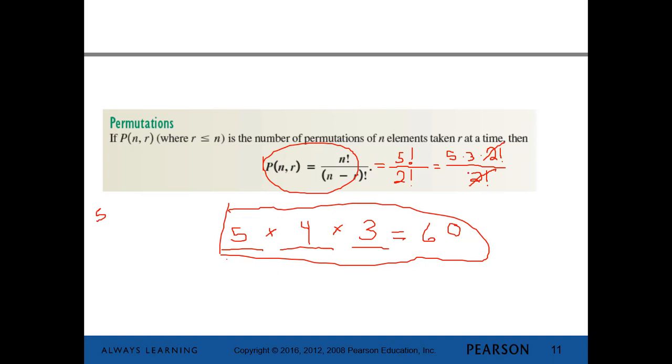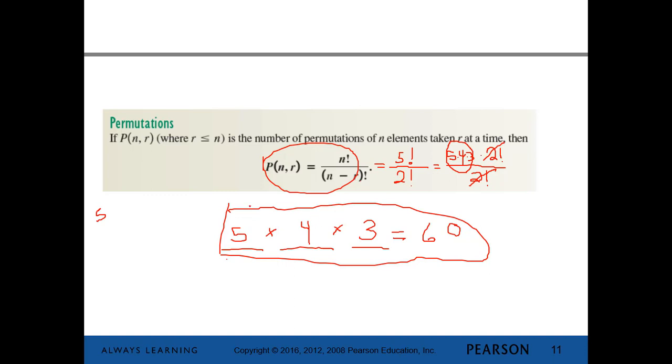So now, guess what we get? Oops, I'm sorry. I missed one. Gosh, how did I do that? 4. I missed a 4 here. So we get 5 times 4 times 3 times 2 factorial. So now, look what I got. Didn't I just get the same thing? I got the same thing that I got here using the fundamental counting principle that I got using the formula.